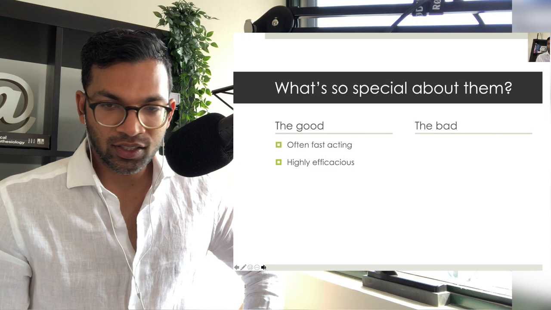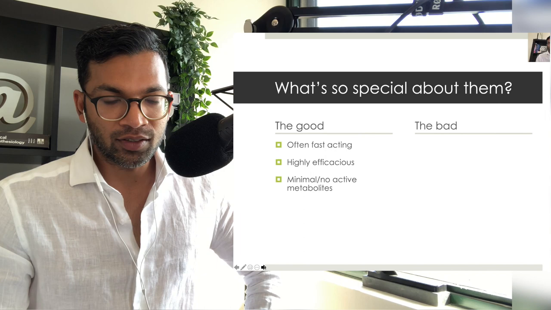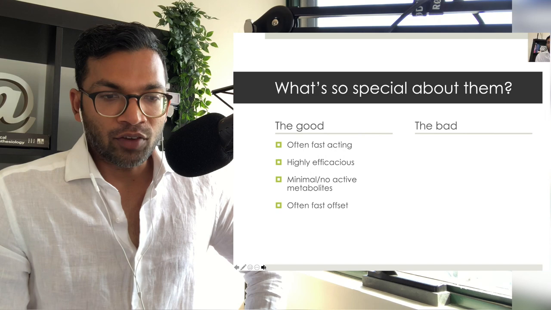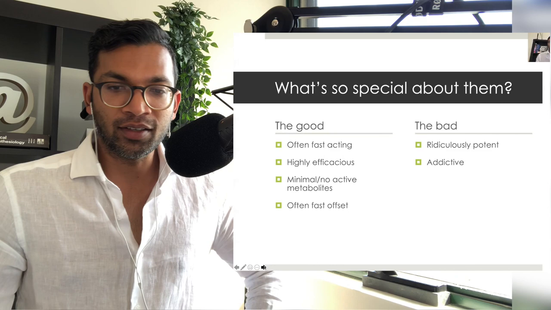It's not like you give morphine and they slow their breathing. They will stop breathing at a big dose of these agents. Because they're synthetic, they often have minimal or no active metabolites, so we call them clean drugs. You don't have to really worry about renal excretion, and they often have a very fast offset. The bad thing is that some of them are ridiculously potent, so even a small dose, micrograms versus milligrams, can cause apnea.